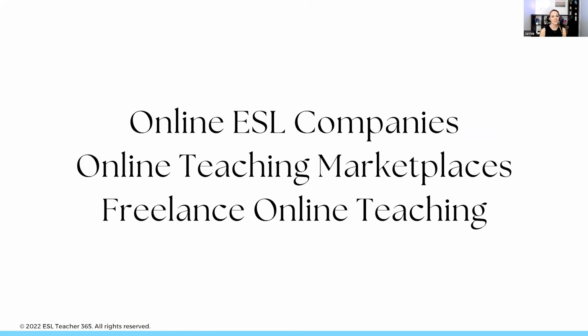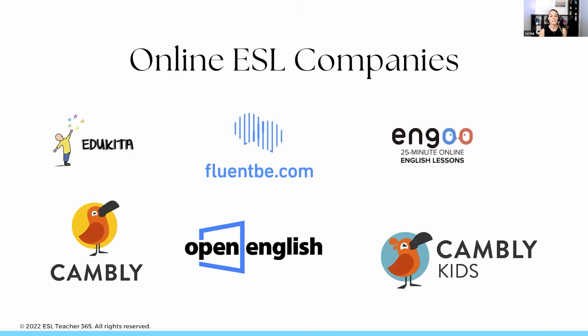So there are 3 main ways: online ESL companies, online teaching marketplaces, and freelance online teaching. Now, when you're new, you usually start with online ESL companies. I actually did it backwards, but I've tried them all, so I will give you the pros and cons for each one. Some examples of online ESL companies are FluentBee, Engu, Open English, Cambly. You may have heard of some of these companies.